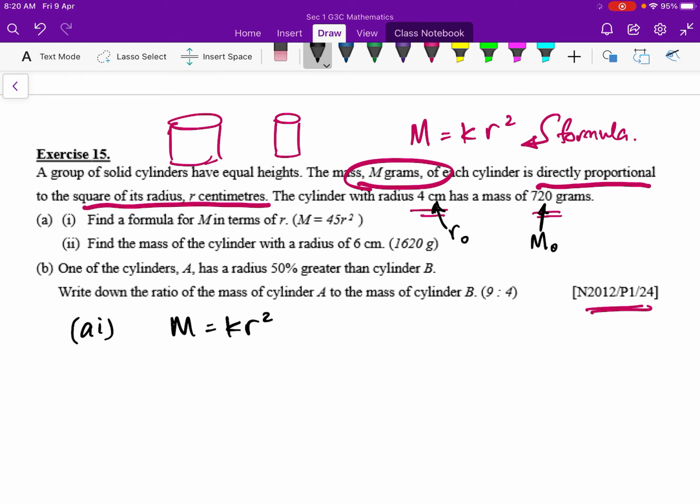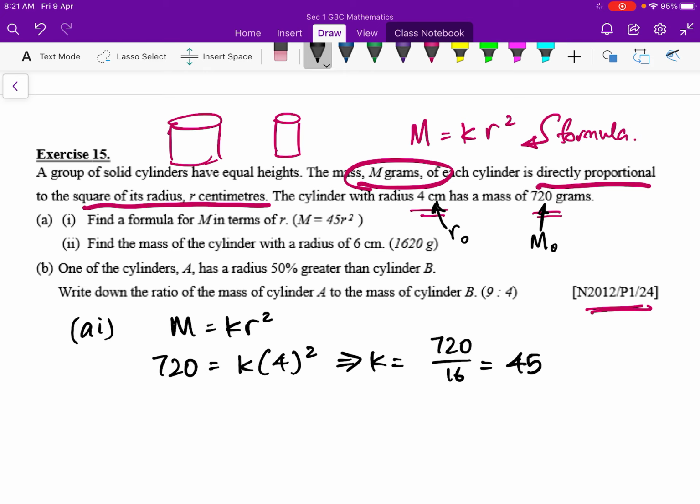We are going to put this information inside, and we see that 720 is equal to K times 4 squared. And then you can find the value of K. So therefore, K will be 720 over 16, resulting in 45. So now I have a value of K.